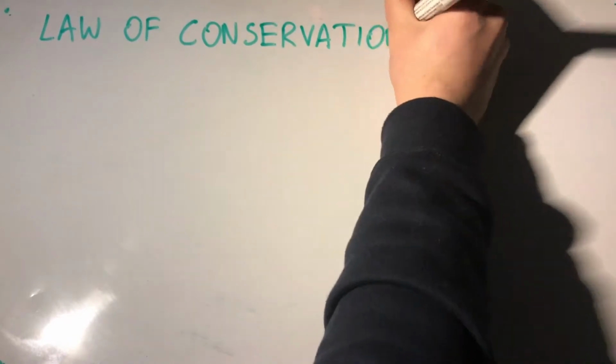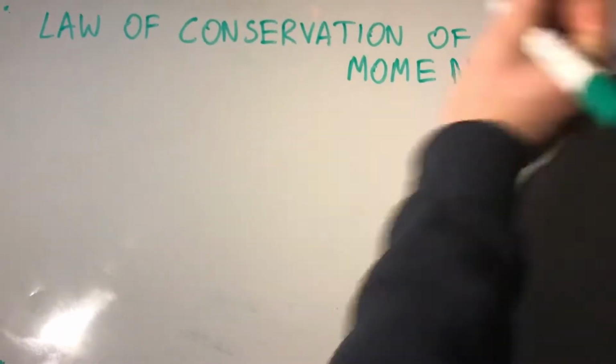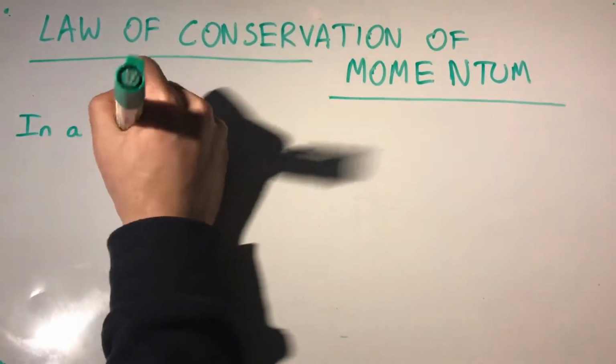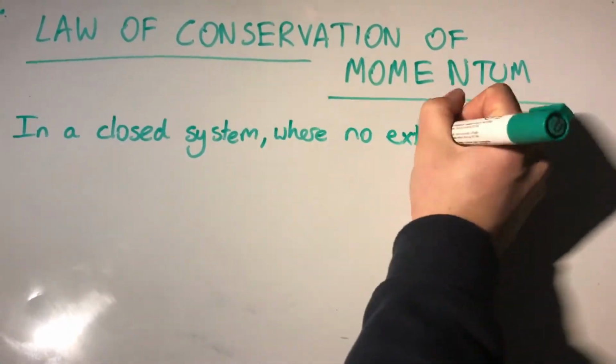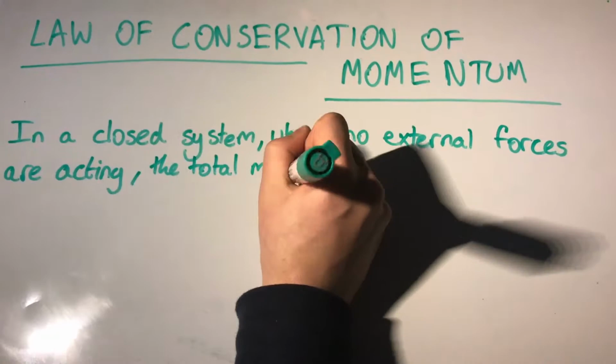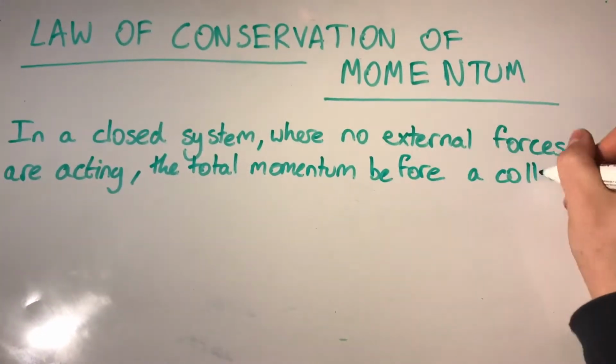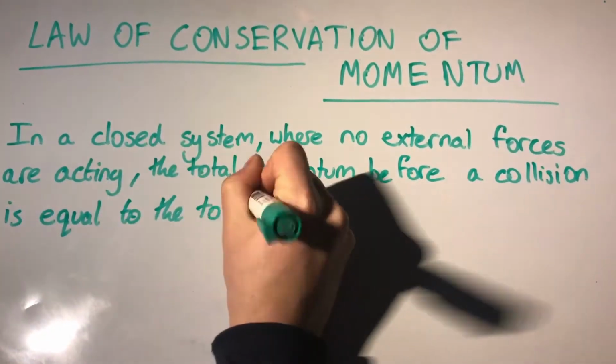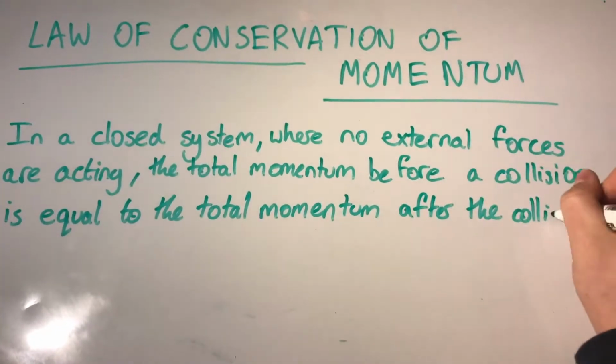We must now define the law of the conservation of momentum. This is that in a closed system where no external forces are acting, the momentum before a collision is equal to the momentum after a collision. Essentially, all this means is that no momentum is going to be taken away from the system and no momentum is going to be added to it.